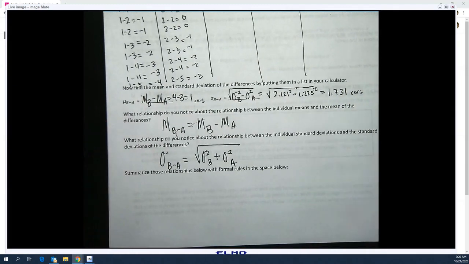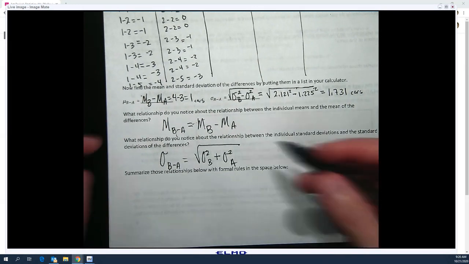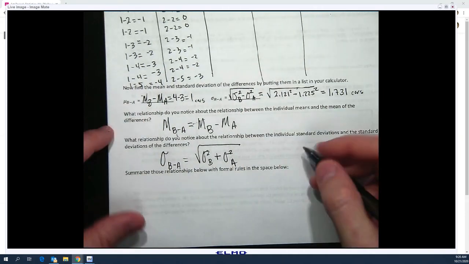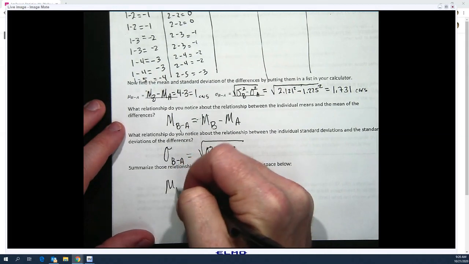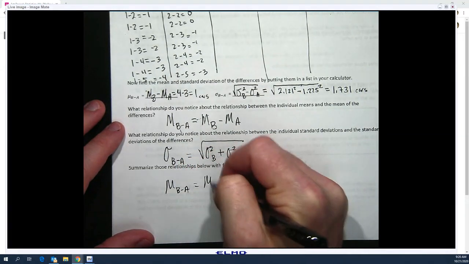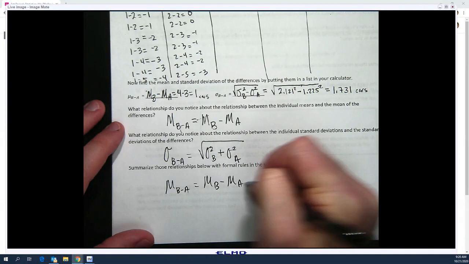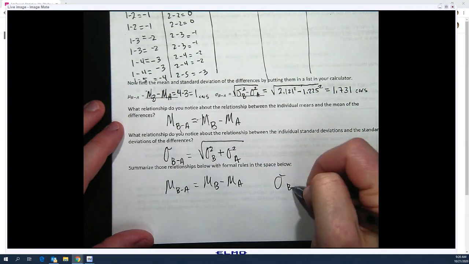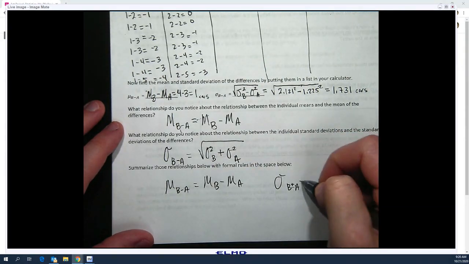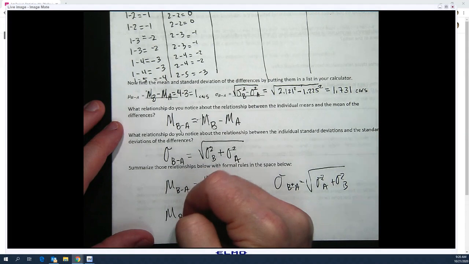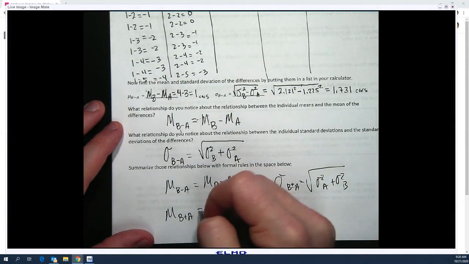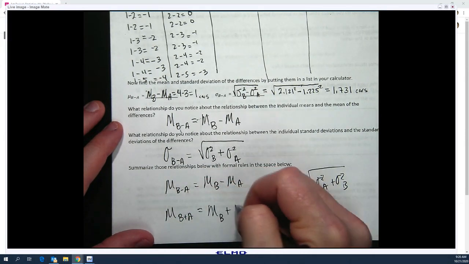And it says summarize those relationships before with formal rules. I mean, that's what we just wrote right here. So they're very repetitive, and that's okay, I guess. So mu of b minus a is mu of b minus mu of a. Sigma of b minus a, or plus, we can put both right there, is the square root of sigma a squared plus sigma b squared. And mu of b plus a, which we didn't look at in this problem, would just be mu of b plus mu of a.